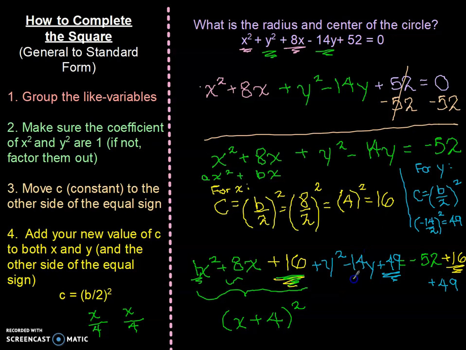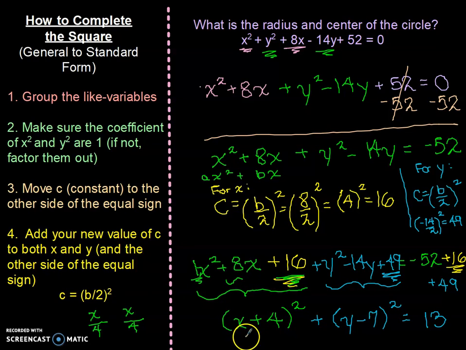Same deal with the y. I need two numbers that multiply to be 49 and add up to be negative 14. So two numbers that multiply to be 49 and add up to be negative 14 are negative 7 and negative 7. And if I put y over each one of them, it'll say y minus 7 squared. And on the other side, I'm going to add up all three of these numbers, and this will give me 13. So that's completing the square.